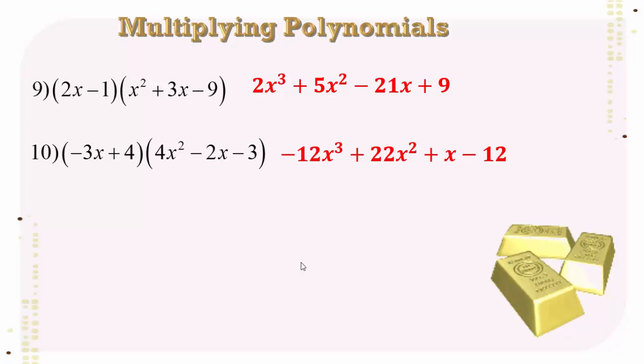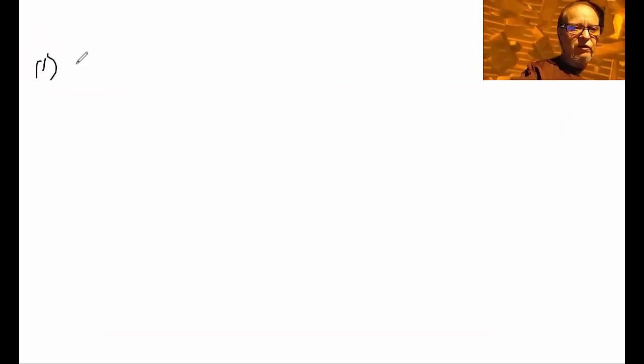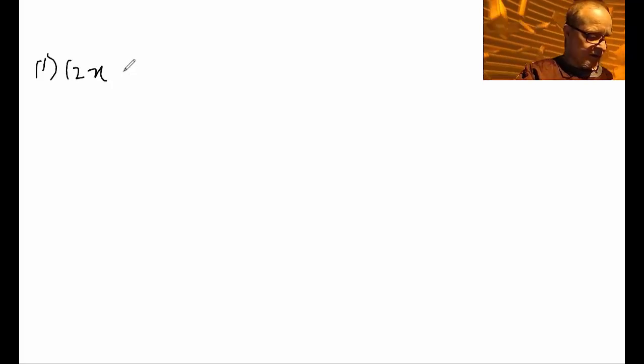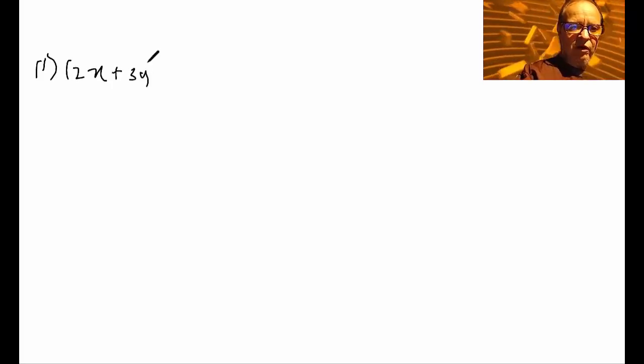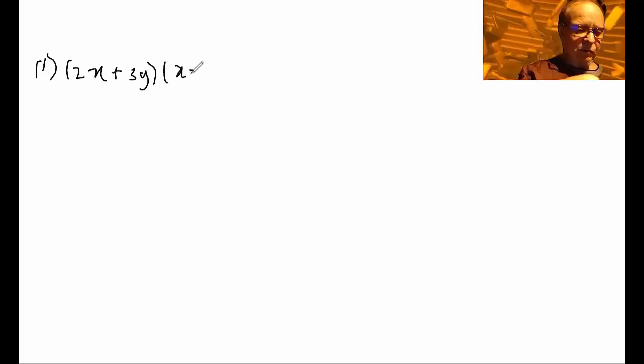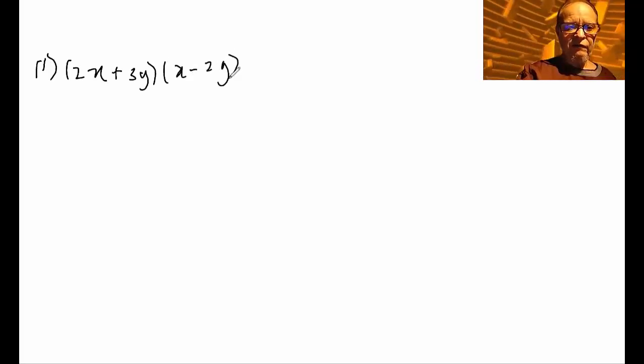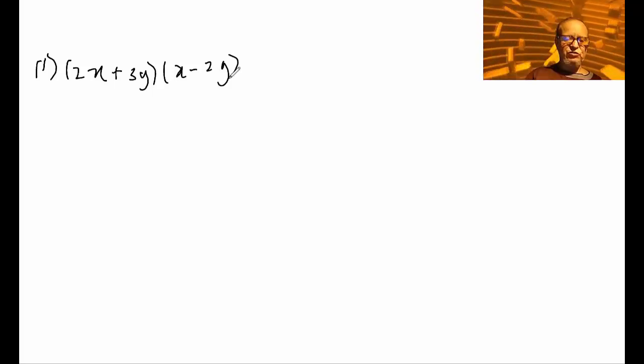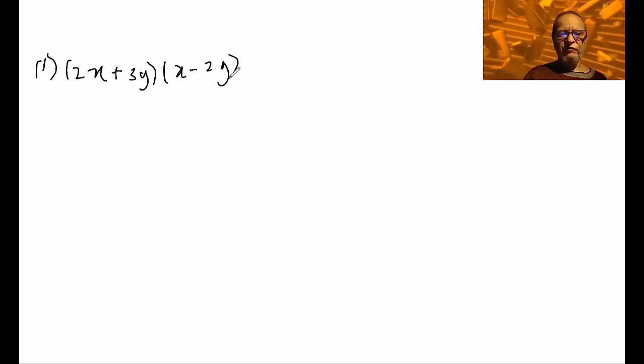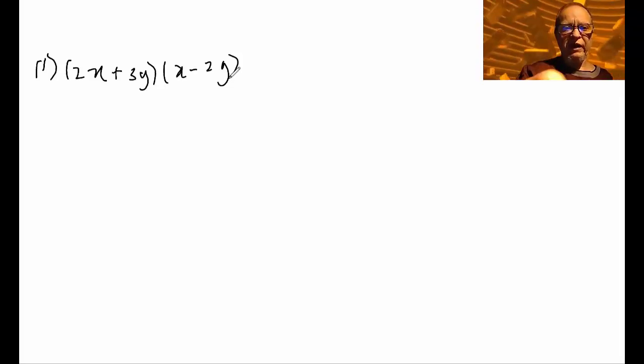In example number 11, we're asked to multiply the binomial 2x plus 3y times the binomial x minus 2y. So let's go to the whiteboard and work this one out. In example number 11, we're going to do this one, 2x plus 3y, x minus 2y. Even though we have two different variables, we're going to do this the same way as we've done all the other binomial multiplication.